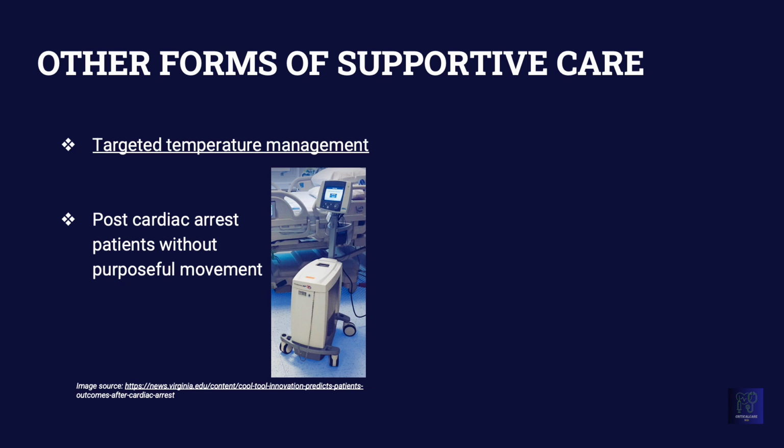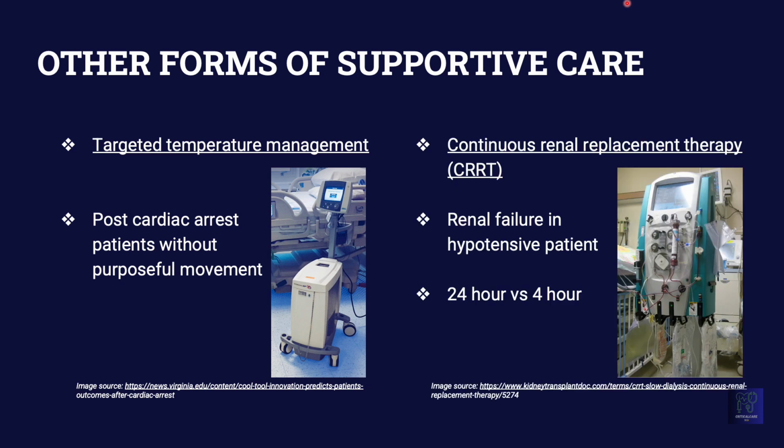First, the targeted temperature management. This is commonly done in post cardiac arrest patients. The machine you are seeing on the screen or a similar device is attached to the patient either via external blankets and wraps or via an endovascular catheter. The device continuously monitors patient's temperature and adjusts it to make sure that it doesn't go beyond the number that we set. This form of treatment has been shown to improve survival and neurological outcomes in certain post cardiac arrest patients.